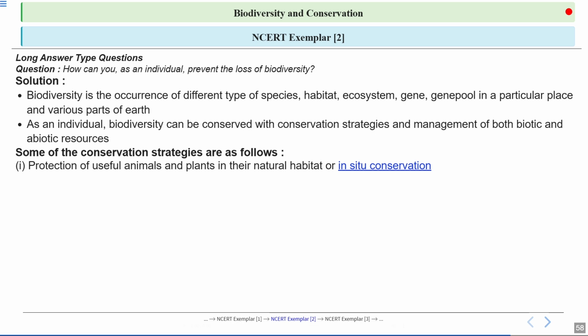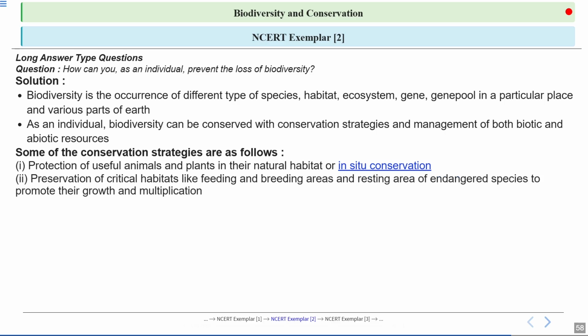First one, in situ conservation refers to protecting useful animals and plants in their natural environment, meaning they are preserved in their original habitat rather than being moved to a human-made place like a zoo or botanical garden. This method helps maintain the ecological balance, ensures genetic diversity, and allows these species to survive naturally, which is important for the health of the ecosystem.